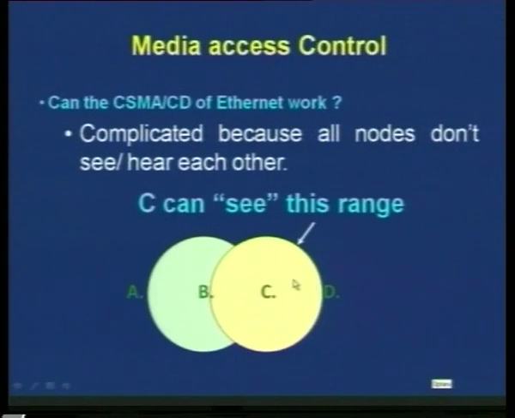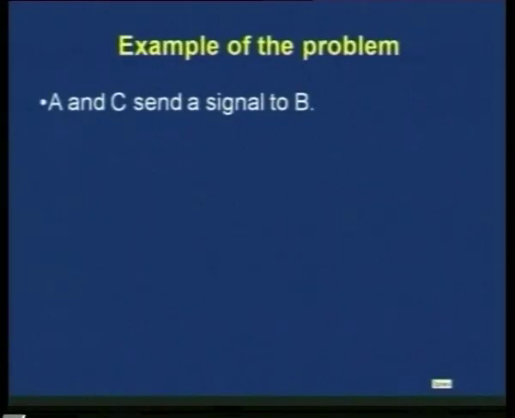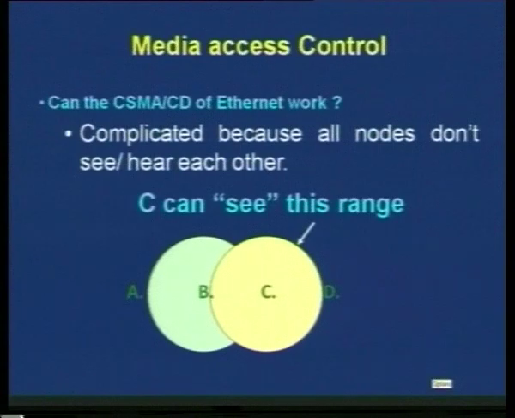So, the idea of doing a collision detection by listening to the media and finding out that there is a collision, or that two people are transmitting at the same time, will not happen over here, and this can lead to problems. So, let us look at the typical problems that occur in this scenario, and then we will look at the solution to that. Let us take a look at this problem. Let us say A and C send a signal to B, that is, we are looking at the same situation that we have here. You have A and C wanting to send a signal to B. Remember that A cannot hear C's transmission, and C cannot hear A's transmission.